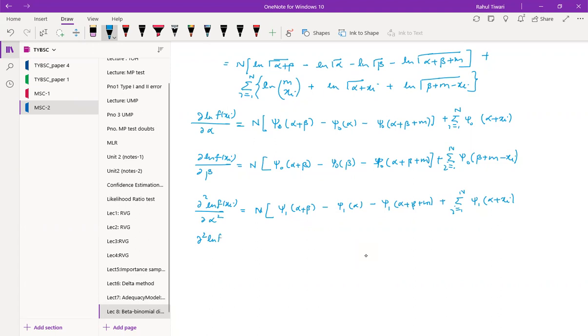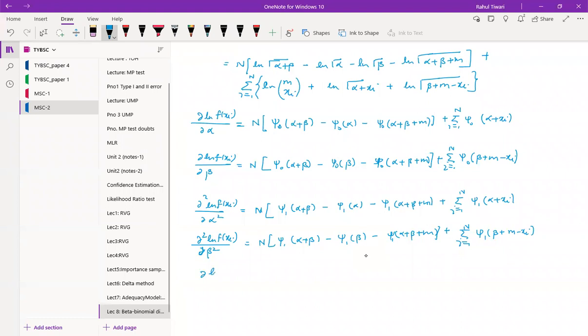Similarly, we can obtain for the beta. This is the same as, again, if you write in terms of phi 1. So here we are taking the first estimator, the second differentiation, the second derivative.